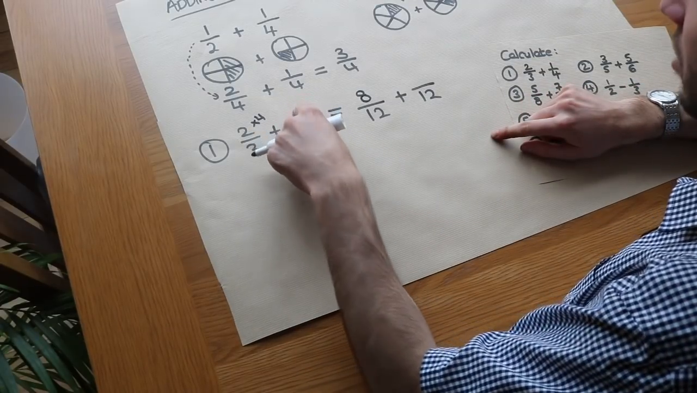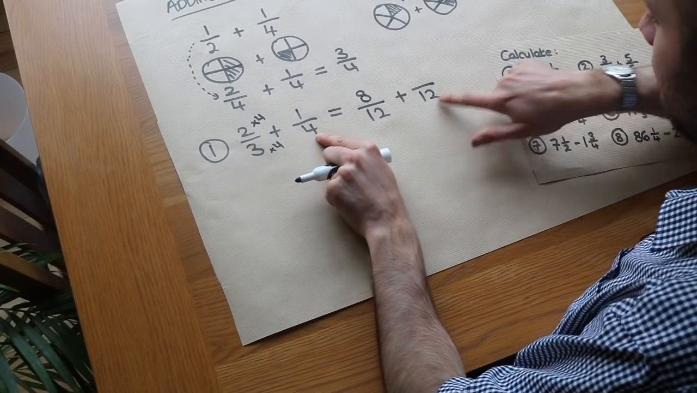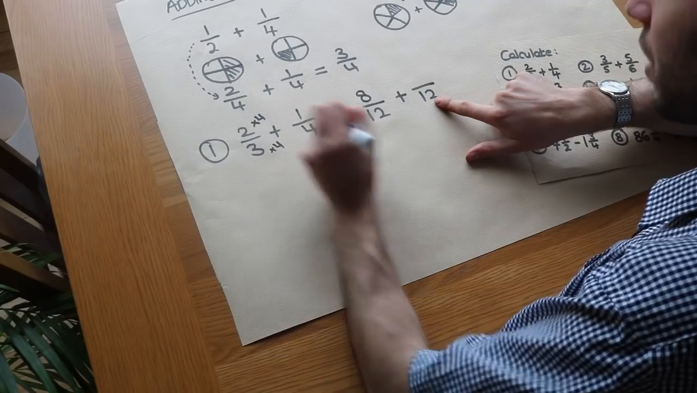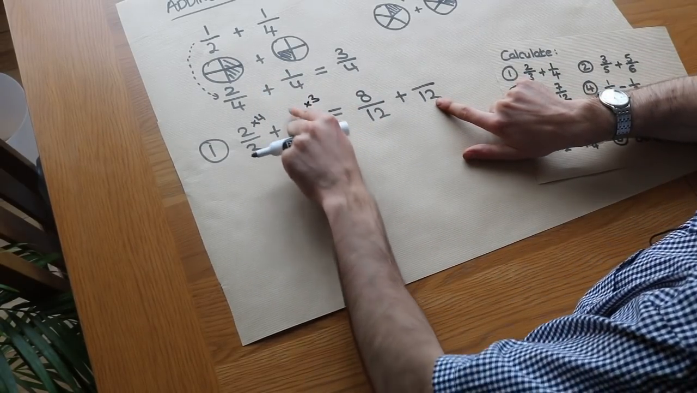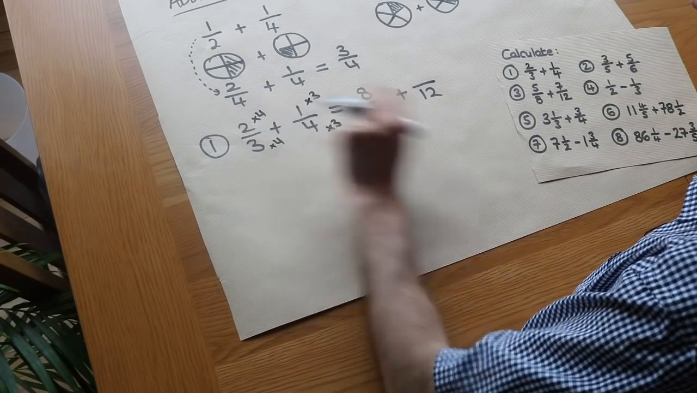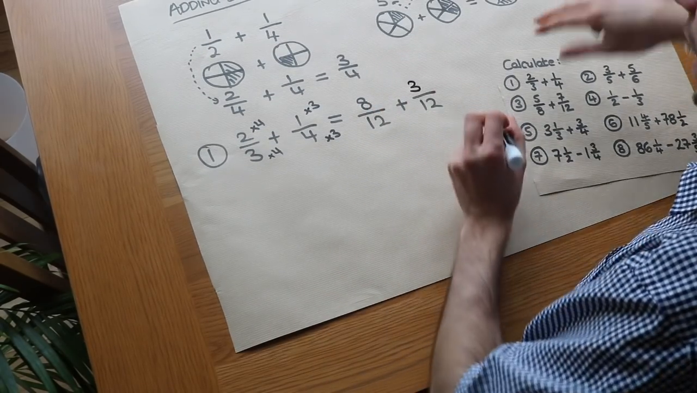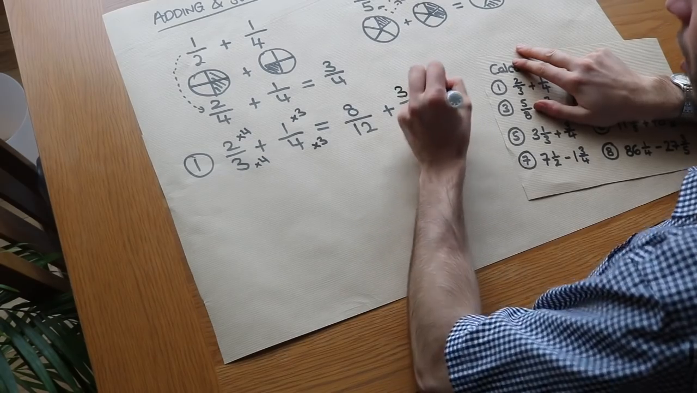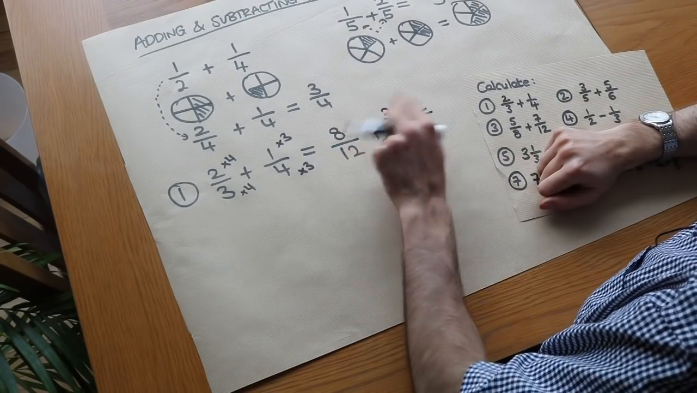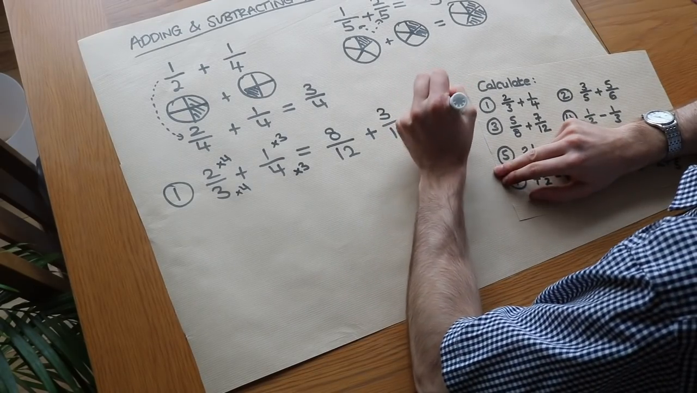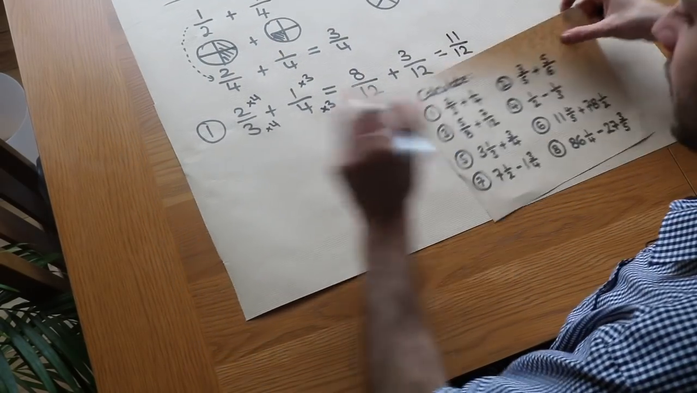And then the quarter, I need to do the same. The 4, what did I multiply it by to get to the 12? I multiplied it by 3. So we need to also multiply the top by 3. Whatever you do to the bottom, you have to do the same to the top. 1 times 3 is 3. And at this point, I have the same denominators, so I can just add the numerators. 8 plus 3 is 11. So I have 11 over 12.